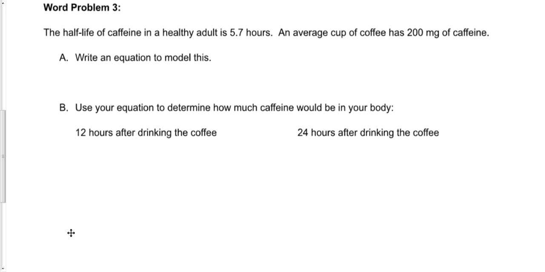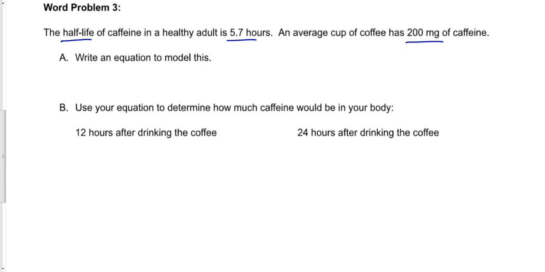The last word problem question we have, again, we want to identify whether or not it's a simple increase, simple decrease, doubling time, or half-life problem. So if we read through, it says the half-life of caffeine in a healthy adult is 5.7 hours. The average cup of coffee has 200 milligrams of caffeine. So we have to write an equation for this model in part A.